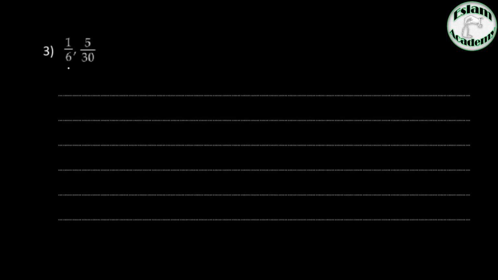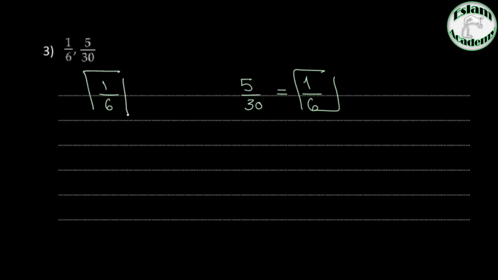Number 3, 1 over 6 and 5 over 30. 1 over 6 is in the simplest form, but 5 over 30 is not, because you can divide 5 and 30 by 5. 5 divided by 5 equals 1, and 30 divided by 5 equals 6. Now the first and second ratios are equal, so they are equivalent ratios.